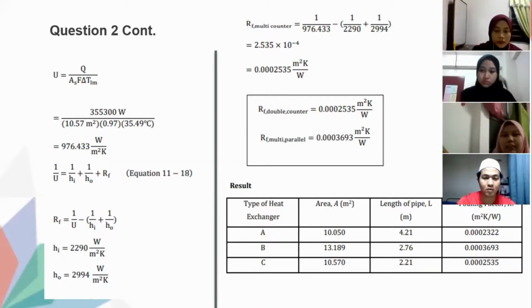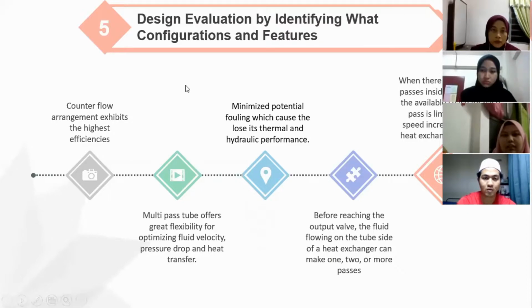So next is the design evaluation, identifying what configuration and features. From our calculation, we find that the counterflow arrangement exhibits the highest efficiency. Multipass offers great flexibility for optimizing fluid velocity, pressure drop, and heat transfer. It minimizes potential fouling, which causes the loss of thermal and hydraulic performance.